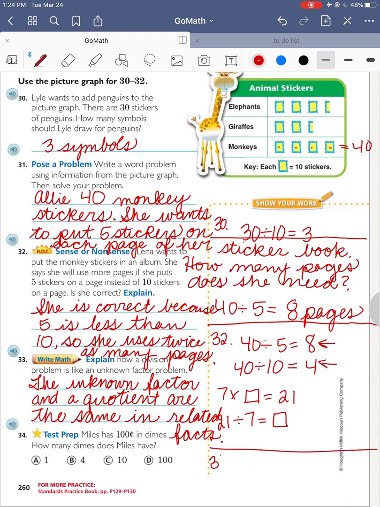And then number 34, wait, that was 33. Miles has 100 cents in dimes. How many dimes does Miles have? So 100 cents divided by how much money is a dime worth, would be 10 cents, right? So 100 divided by 10 is going to give you 10 dimes. So the answer is C.